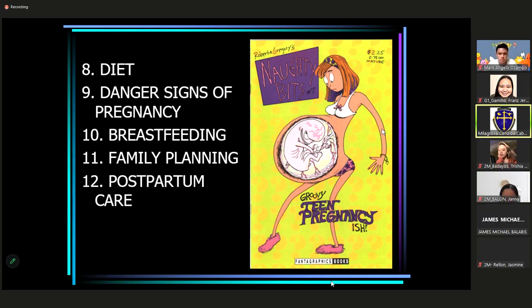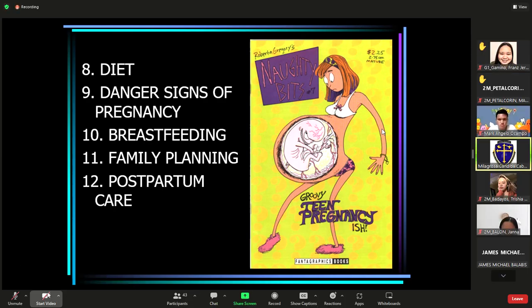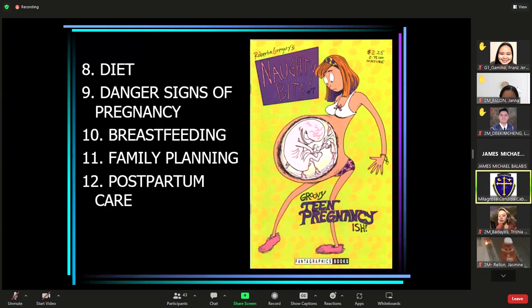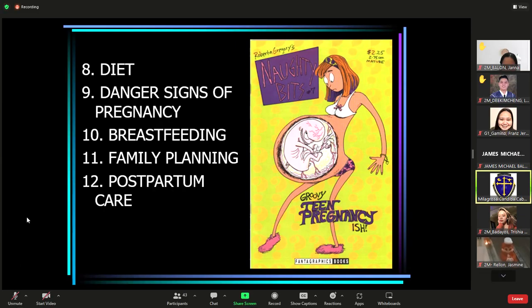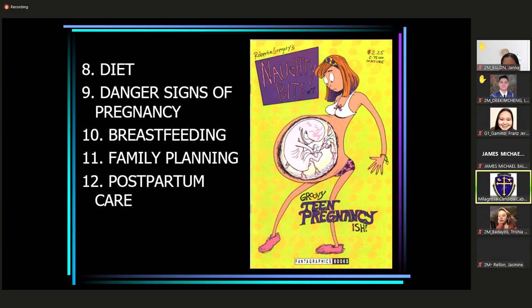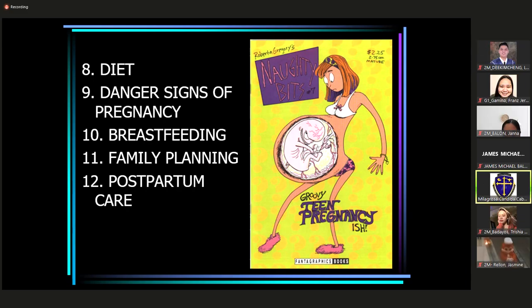Danger signs of pregnancy. Vaginal bleeding po, ma'am. Okay, very good. Vaginal bleeding. Anytime during pregnancy, lalo na pag preterm, tapos biglang dinugo, that is already a sign of danger. In danger na yung baby inside the womb.